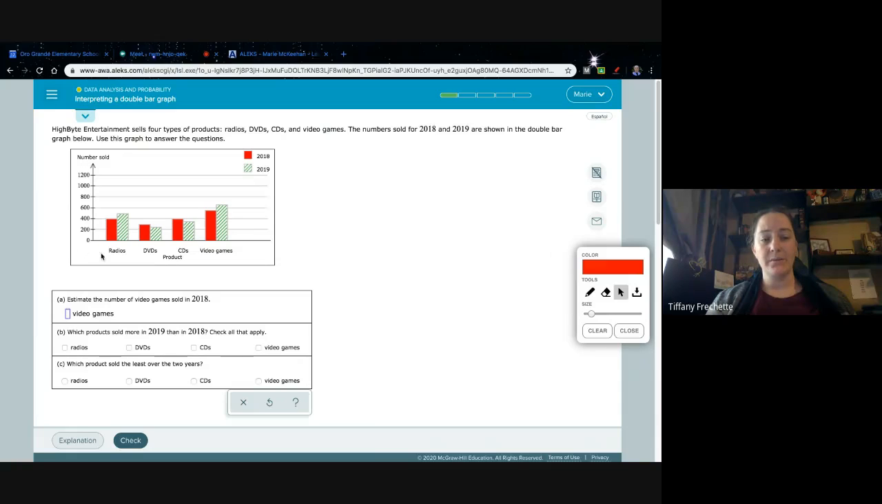Now along the bottom, we have the 4 different items: radios, DVDs, CDs, and video games. So CDs, I don't think CDs are terribly popular anymore, and DVDs, maybe. But CDs are definitely not terribly popular anymore. And then I know that we have 2018, 2019. How do I know that's what they are? Again, we have a key at the top here. 2018 is in red, 2019 is in green stripes.